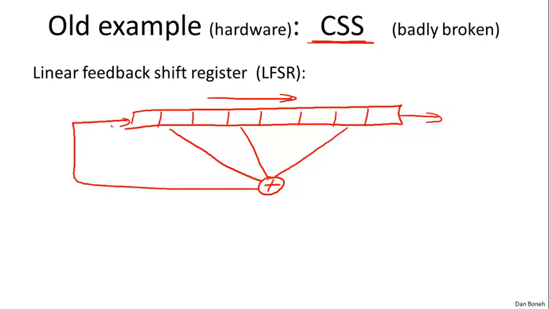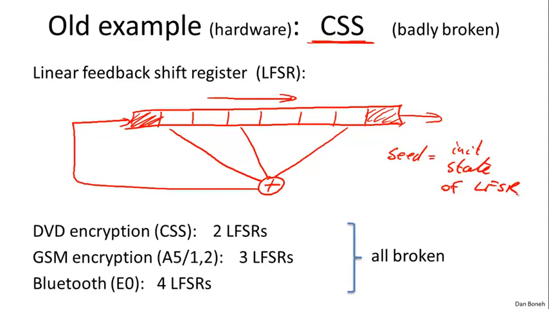So you can see that this is a very simple mechanism to implement in hardware. It takes very few transistors, just a shift right. The last bit falls off, and the first bit just becomes the XOR of the previous bits. So the seed for this LFSR basically is the initial state of the LFSR, and it's the basis of a number of stream ciphers. So here are some examples. So as I said, DVD encryption uses 2 LFSRs. I'll show you how that works in just a second.